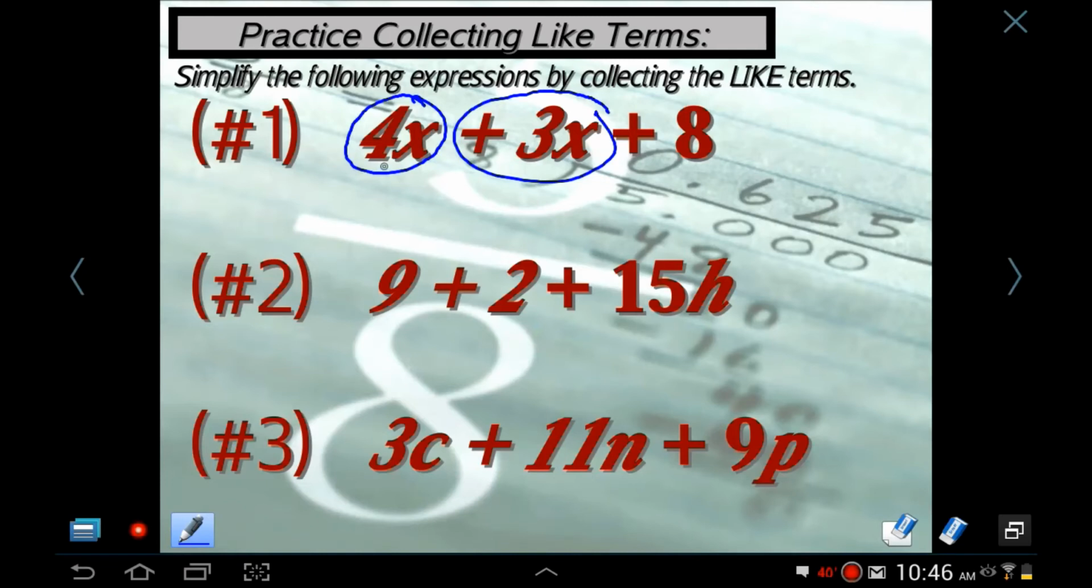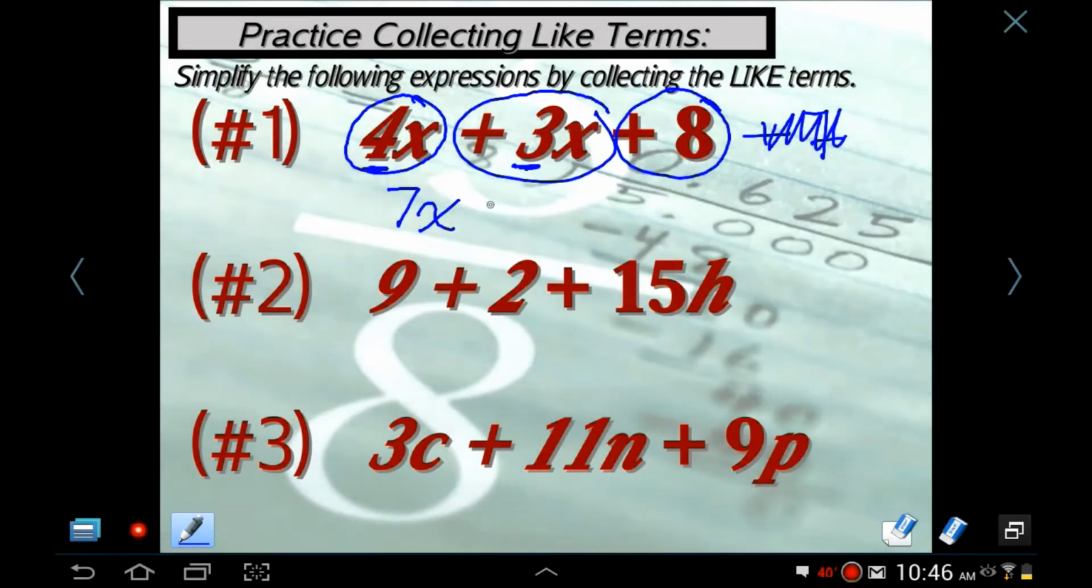So all we're going to do when we add like terms is add or subtract, if it's a subtraction problem, the coefficients. The coefficients are 4 and 3, and when you add 4 and 3, you get 7. So 7x. Okay, 8 is a constant, and there's no other constants in this problem. Maybe if I had plus 7, I could do 8 plus 7, but we don't. And so that just goes down and becomes part of the answer. And that's it. That's all you can do.